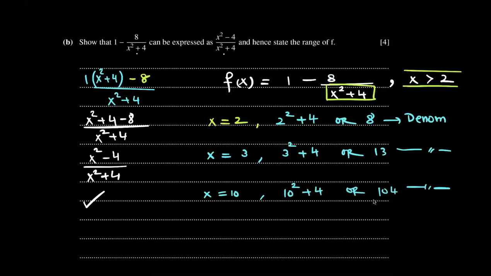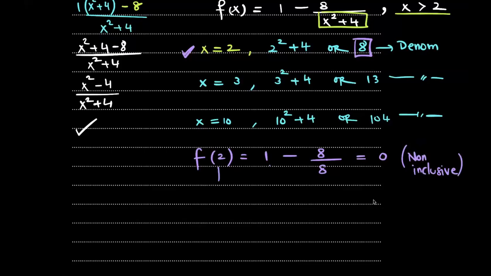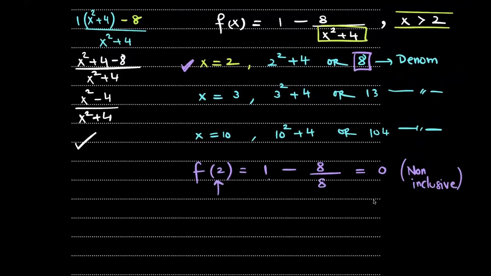So now if I focus my attention on this particular value, and if I evaluate f of 2, this is 1 minus 8 over, this value is 8 over here. So this is 1 minus 1. This comes out to be 0. Keep in mind, this is non-inclusive. Yes, we have evaluated this for 2, but this is not included as 2 is not included in the domain over here. Keep that in mind.